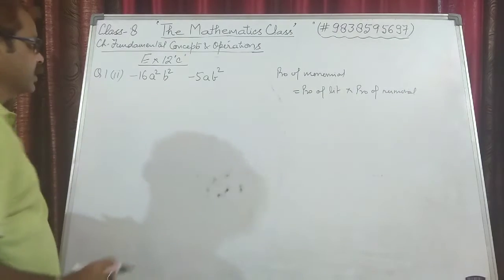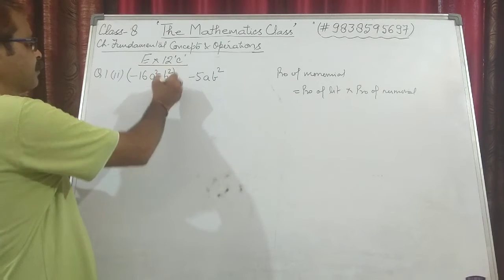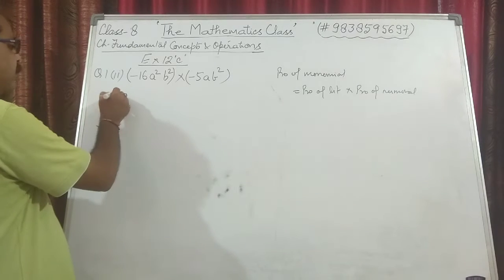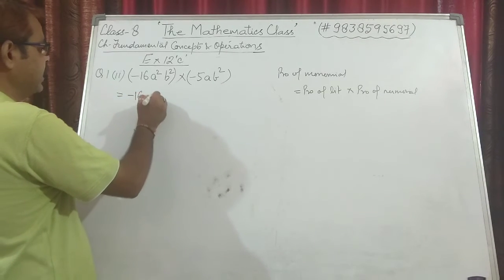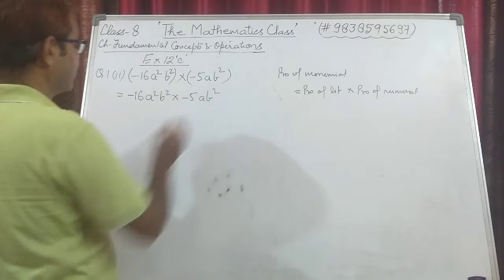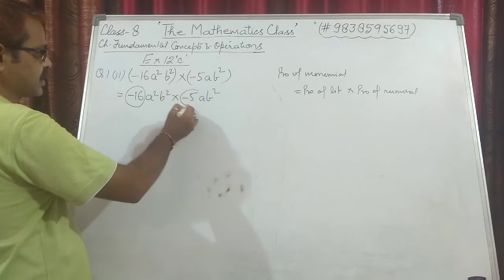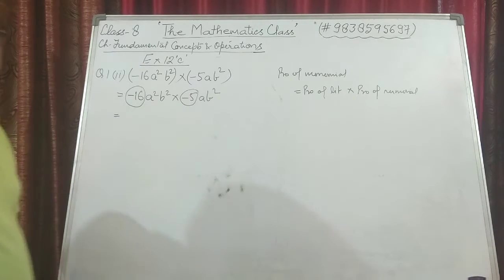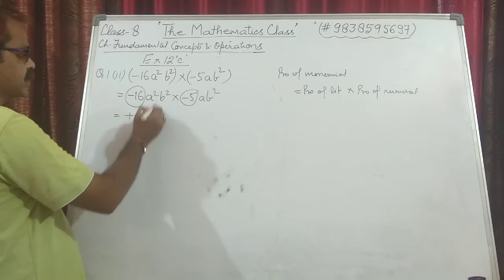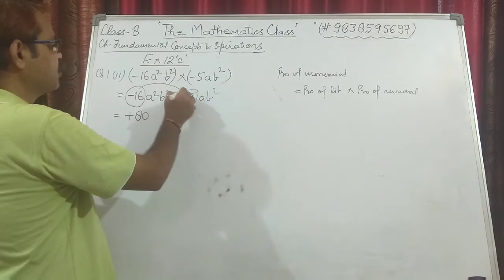Let's see. In the first question, second part, they say multiply this. So I am putting a bracket and a multiplication sign. When we write, it will be minus 16a square b square into minus 5ab square. First of all, the numeral coefficients are 16 and 5. So we will multiply 16 and 5. Since minus into minus will be positive, 16 times 5 is 80. We have multiplied the numeral parts.